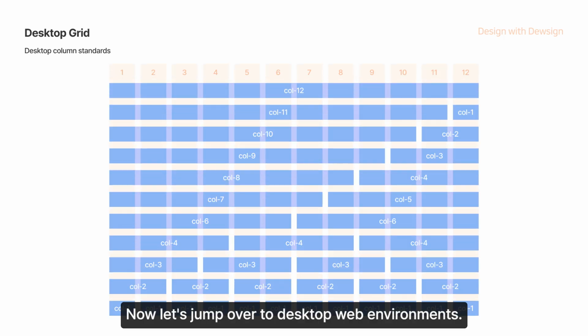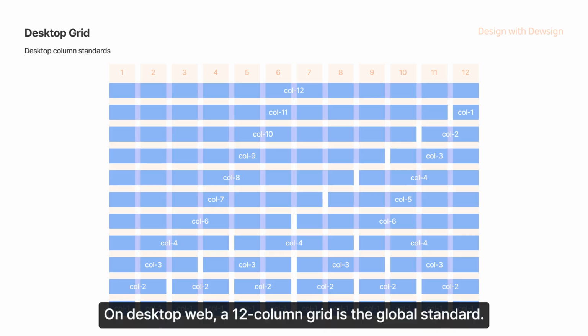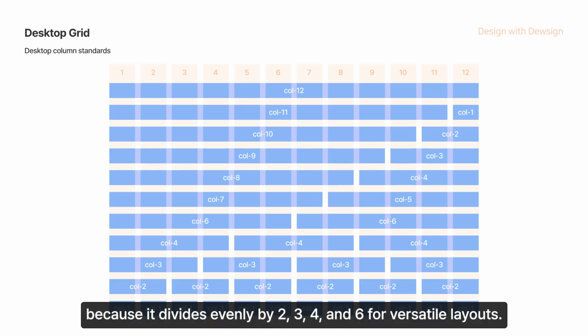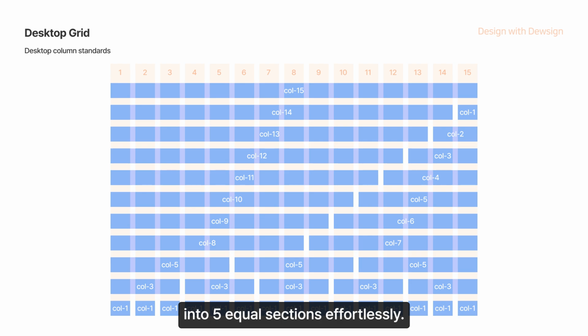Now let's jump over to desktop web environments. On desktop web, a 12-column grid is the global standard. 12 is a magic number because it divides evenly by 2, 3, 4, and 6 for versatile layouts. For dense admin tools or data-heavy dashboards, a 15-column grid is also a popular choice. A 15-column system lets you split complex layouts into 5 equal sections effortlessly.